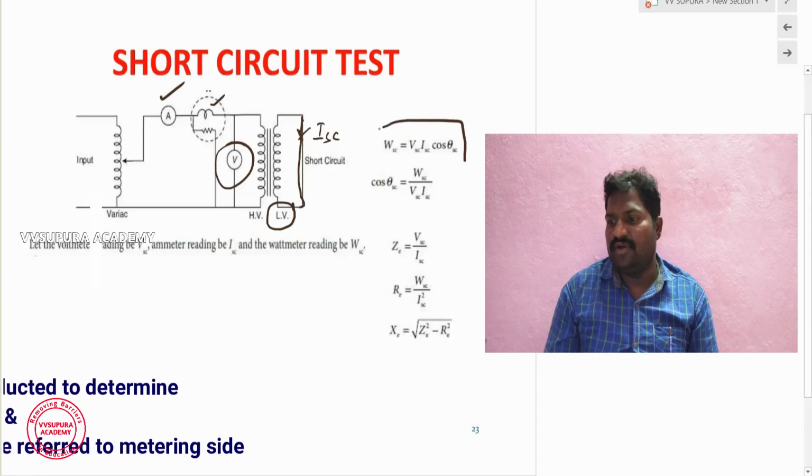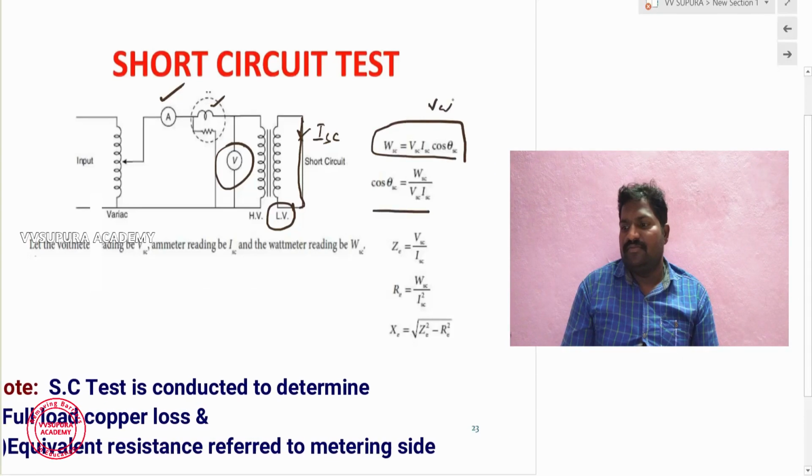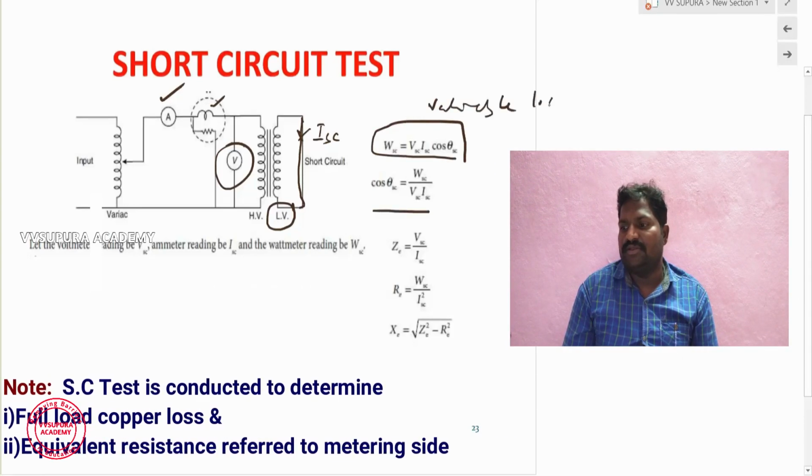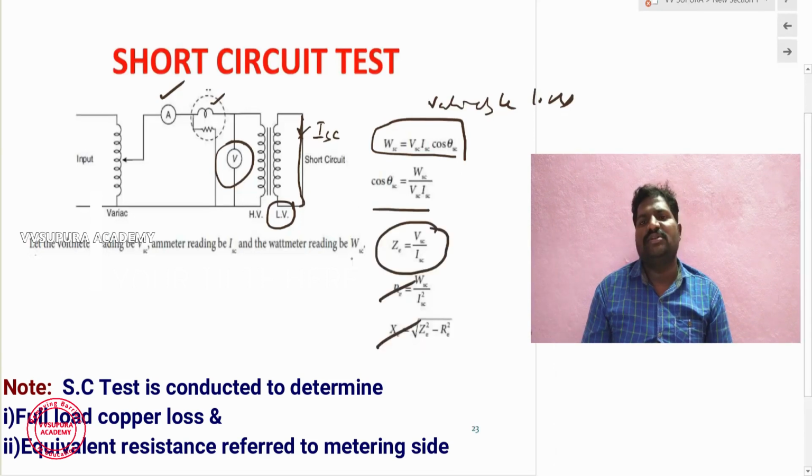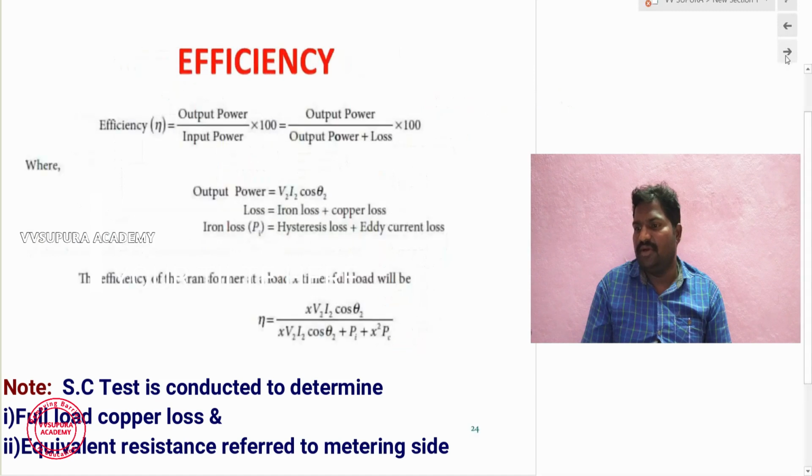This wattmeter reading represents the variable losses. From the short circuit test we can calculate the variable losses. After calculating the variable losses and constant losses, the total losses will be iron losses plus copper losses, that is constant losses plus variable losses, and you can calculate the efficiency.